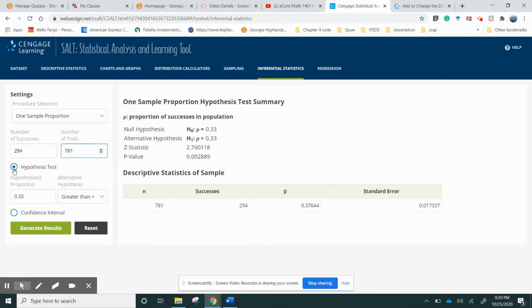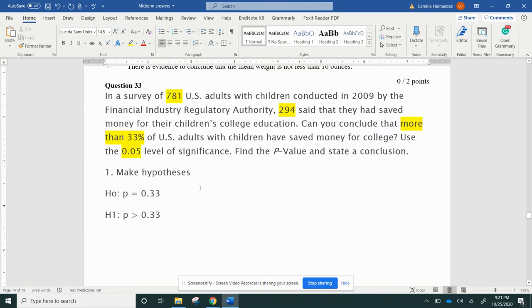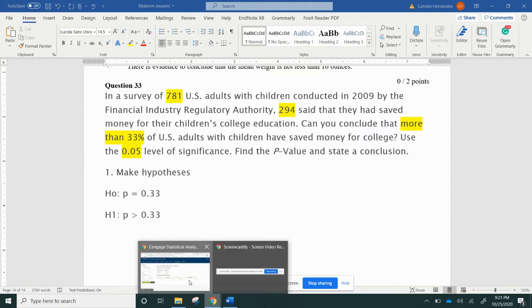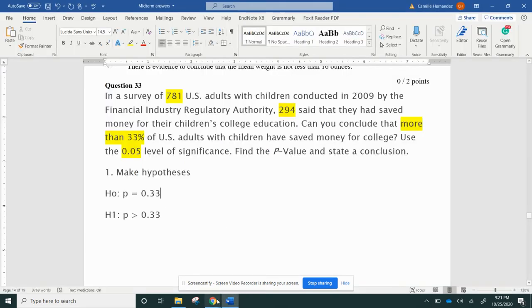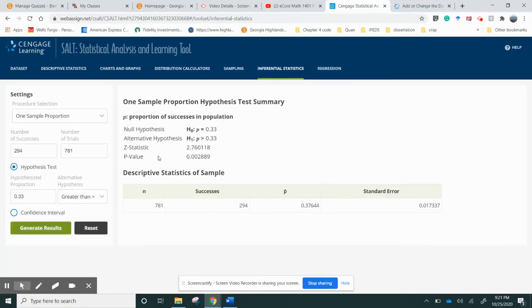Number of trials is the larger number, so that's going to be 781. All right, I'm going to pick hypothesis testing, and then I'm going to put the hypothesized proportion, and I'm getting that from here in my hypotheses. So I put 0.33, and then I'm going to do the greater than because that's the alternative hypothesis. And then I hit generate results. And here, you can see, make sure they're the same. These are exactly the same as my hypotheses right here. And then I'm going to take my p-value.